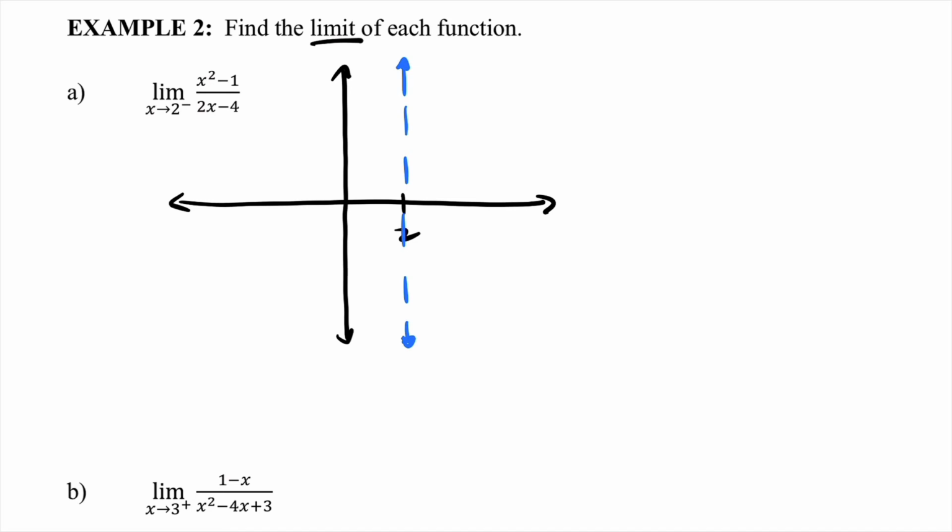What happens when we plug in 2? We get undefined, right? We don't get 0 over 0. So let me put this. Can we put this as an answer then? We plugged in 2, I get 3 over 0 when I plug in 2. So is the answer going to be does not exist?